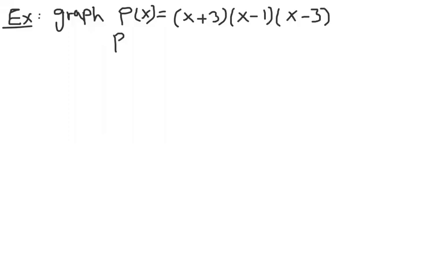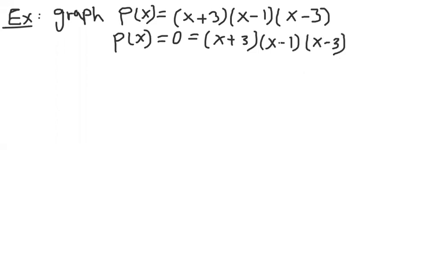So we make p of x, which is factored already, equal 0. That means x plus 3, x minus 1, x minus 3 equals 0. So x equals minus 3, x equals 1, x equals 3. These are the 3 zeros for this polynomial function.